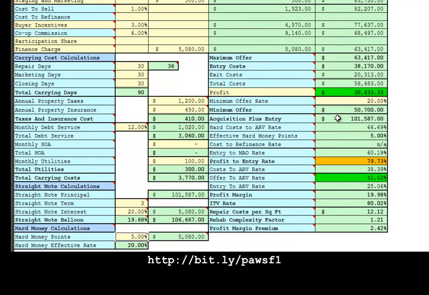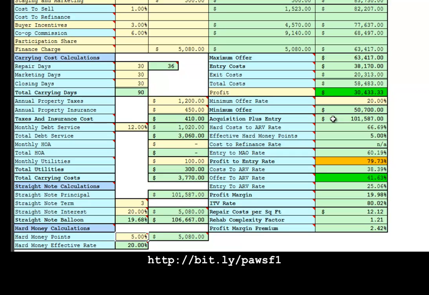Now the maximum offer plus the entry costs is $100,587. This is the total cash requirement for this transaction. The exit costs are soft costs. You don't need cash for that because the buyer pays these costs. They are charged to you on your HUD-1 settlement statement when you sell to the retail buyer. Therefore, you have to charge these costs to the motivated seller when you buy the property as a reduction in the purchase price.